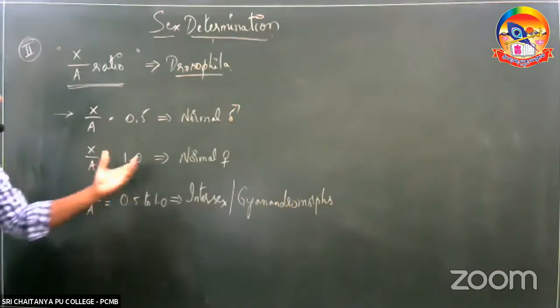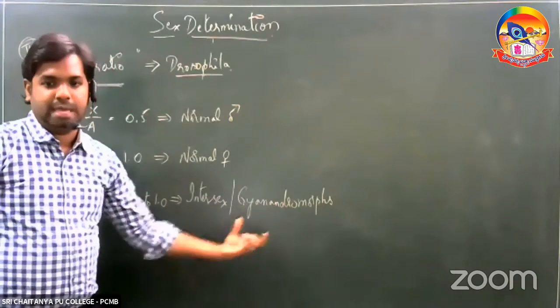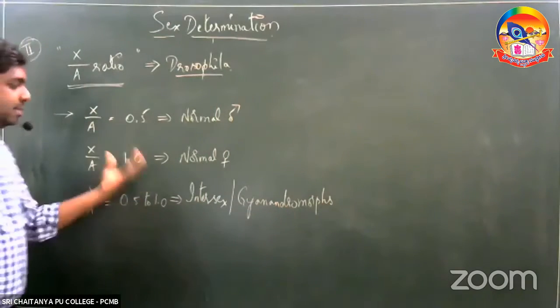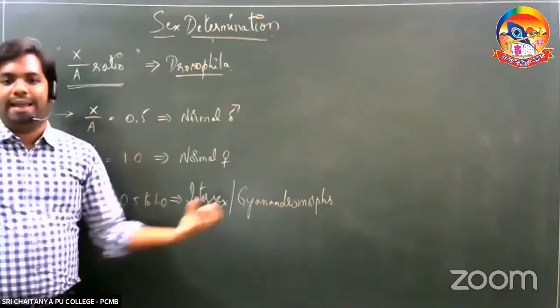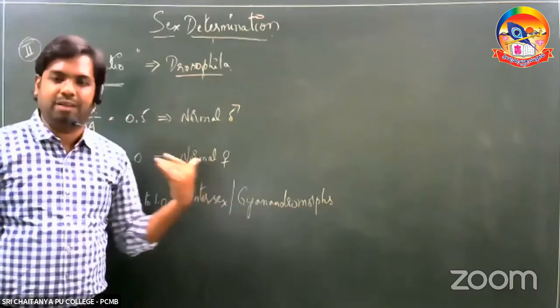So what does gynandromorph mean? Gyno is something to do with females, andro is something to do with males. So what does this mean here? This type of individual will have both male as well as female organs present in the body.